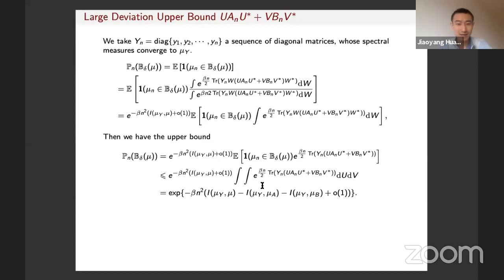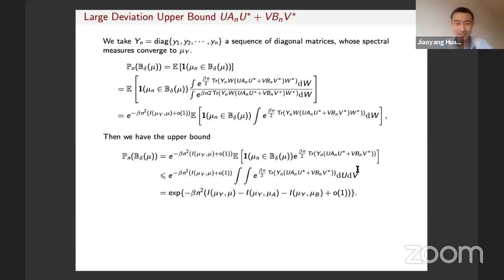Then we replace it by the integral over the whole domain. The first term gives a spherical integral I(μ_y, μ_a), and the second term is I(μ_y, μ_b). This is the reason we use the spherical integral: this quantity we can compute explicitly. In practice, you can replace it with any object you want, as long as you can compute the asymptotics, and it will give you some upper bounds.